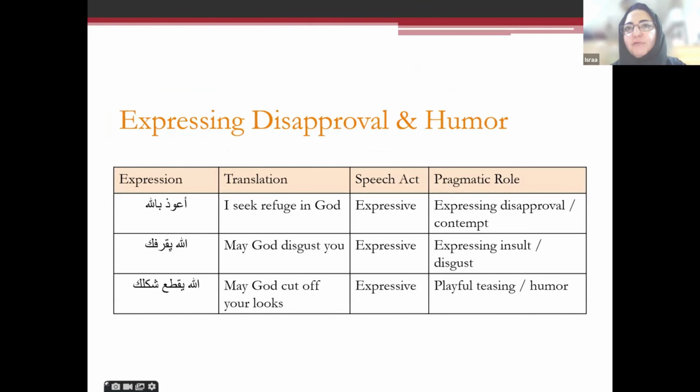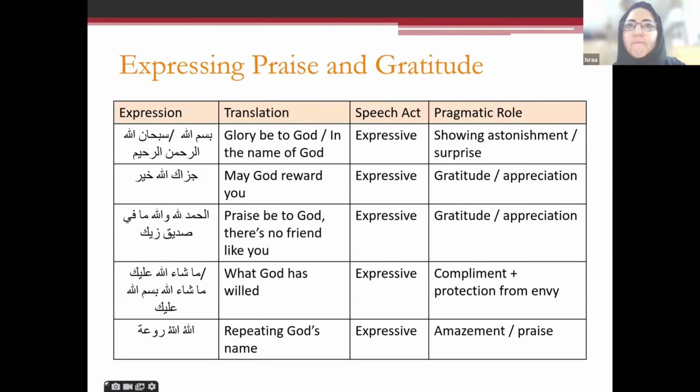So you can see that these prayers are used for positive things and negative things, for all kinds of emotions, but they're mostly expressives, especially in terms of Searle's speech act classification, Searle, 1969. So again, there's expressing of praise and gratitude: glory be to God, may God reward you, praise be to God, there's no friend like you, and also just repeating God's name. So if you want to praise someone, you just say, God, God, you're beautiful. So to show praise, gratitude, appreciation, astonishment, amazement, surprise, you just use it by mentioning God.